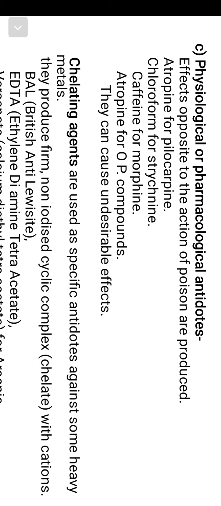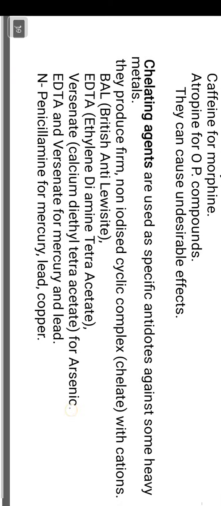Exactly opposite to that, in case of morphine, what happens? Morphine is a sedative, or it will suppress the higher center. That's why you will have to give medicines like caffeine. Caffeine is a stimulant which will stimulate the nervous system and will prevent drowsiness. Then atropine for organophosphorus compounds.